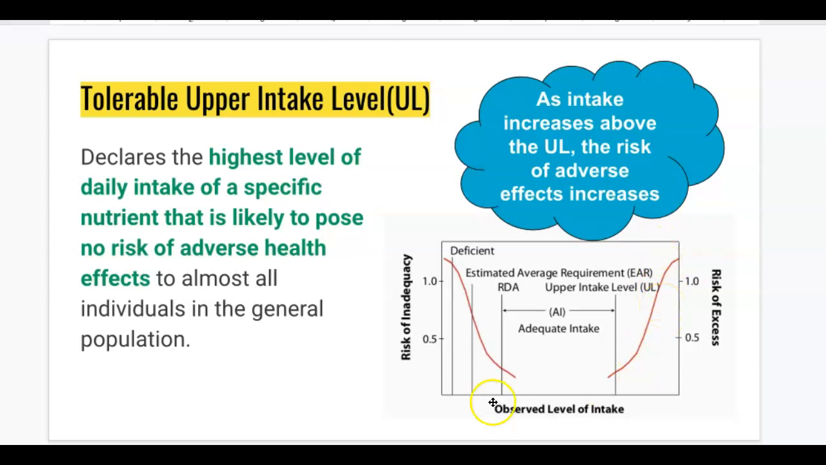Adequate intake, which we'll talk about in just a second, is going to be that sweet spot. But the upper intake level is where, if we continue to increase consumption of that nutrient, the risk of whatever adverse health outcome is going to increase. So we don't want to go beyond that tolerable upper intake level.